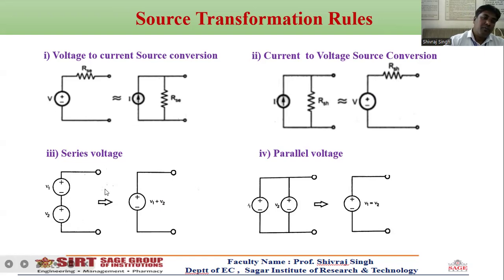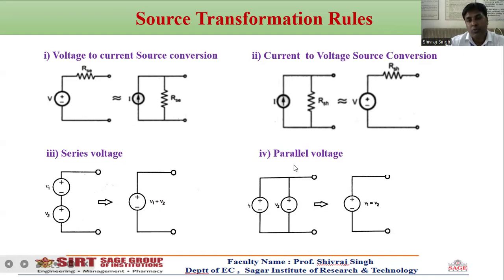Third one, if n number of voltage sources, here we only consider two voltage sources. If two voltage sources are connected in series with the same polarity, then the equivalent is represented by V equals the addition of voltages, V1 plus V2. Similarly, if two voltage sources are in opposite directions, then in place of plus we can assign a negative voltage as per the polarity of the voltage source.